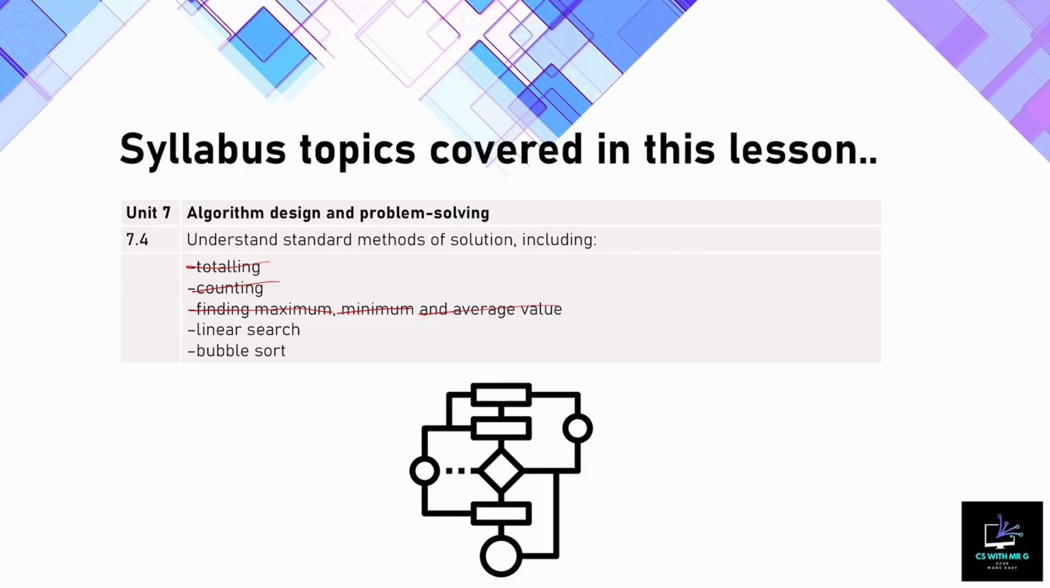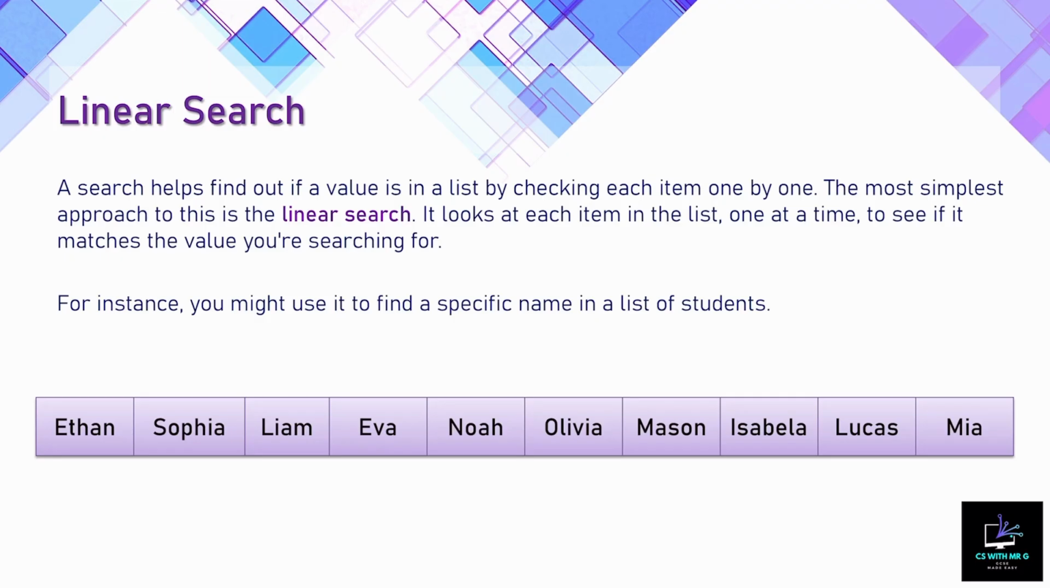In today's lesson, we are just looking at the final two here. That is number 1, a linear search, and number 2, a bubble sort. So these are the final methods of solution, the standard methods, and we should be becoming very familiar with pseudocode and all of the techniques that we've looked at so far to do with programming. So before we look at the pseudocode for each of these methods, we need to understand what they both are.